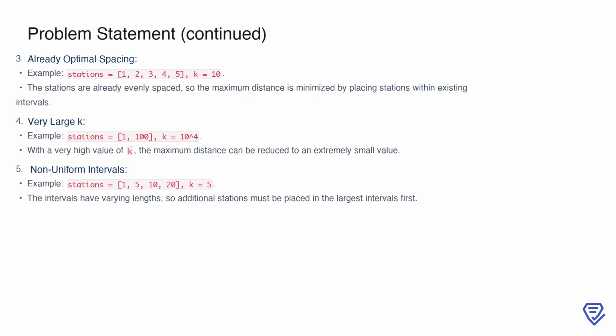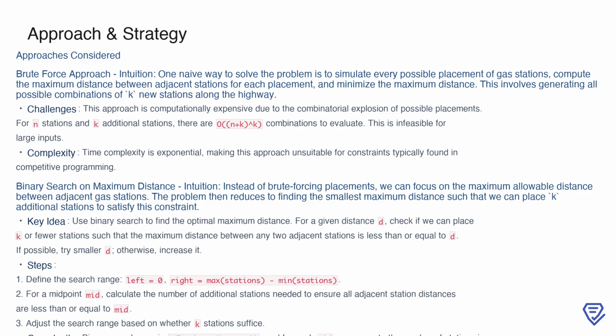In cases where the stations are already evenly spaced, like stations equals [1, 2, 3, 4, 5] with k equals 10, the solution involves placing stations within existing intervals to further reduce the maximum distance. For very large values of k, such as stations equals [100] with k equals 10,000, the maximum distance can be reduced to a very small value. Finally, when intervals are non-uniform, like stations equals [1, 5, 10, 20] with k equals 5, the largest gaps should be prioritized for adding stations. These scenarios help illustrate the diverse considerations required to solve the problem optimally. To solve this problem, we first considered a brute force approach.